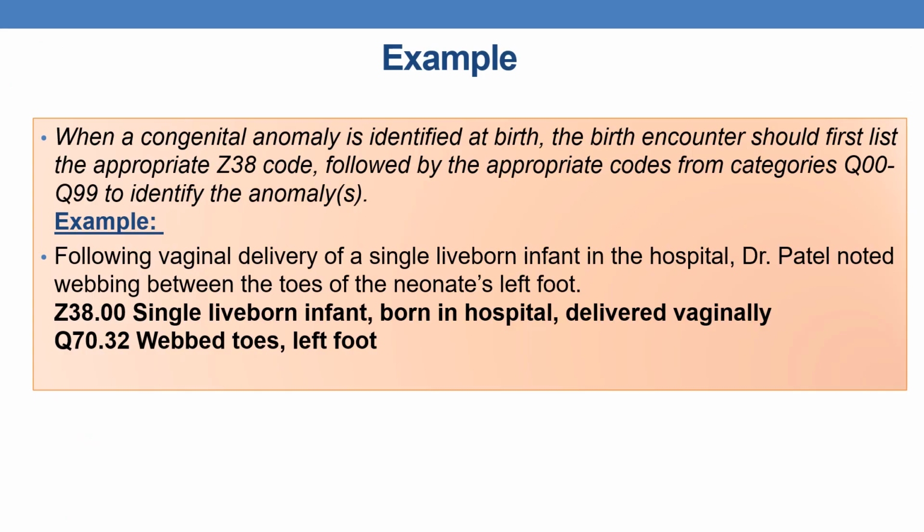Now let us see examples for those guidelines. Let us consider the first example, which covers the Z38 code category. When a congenital anomaly is identified at birth, the birth encounter should be sequenced first, which comes under the Z38 category, followed by appropriate codes from category Q00 to Q99 to identify the anomaly.